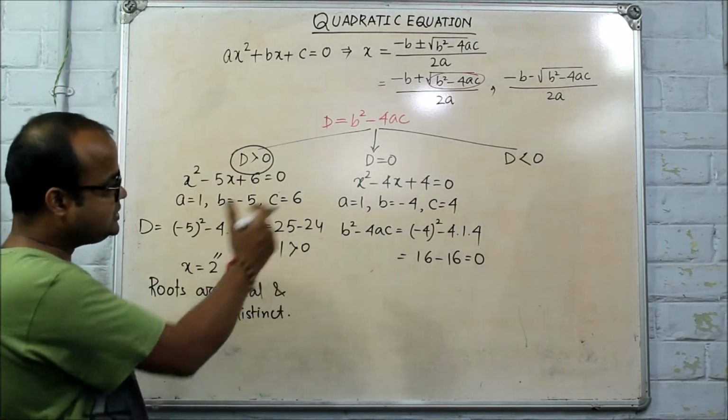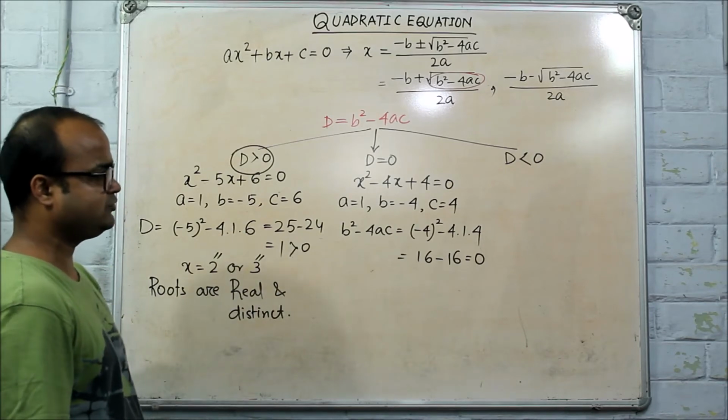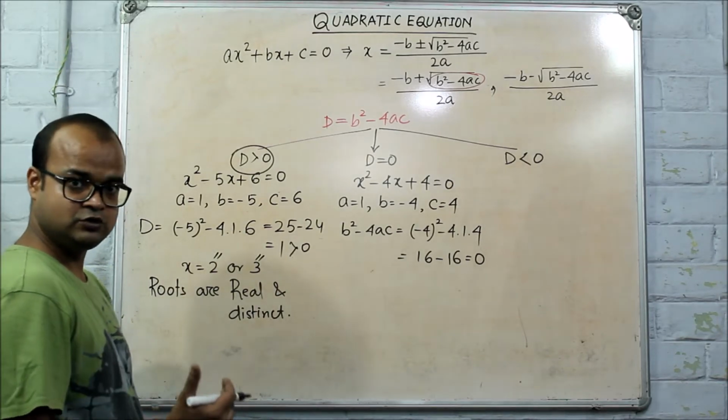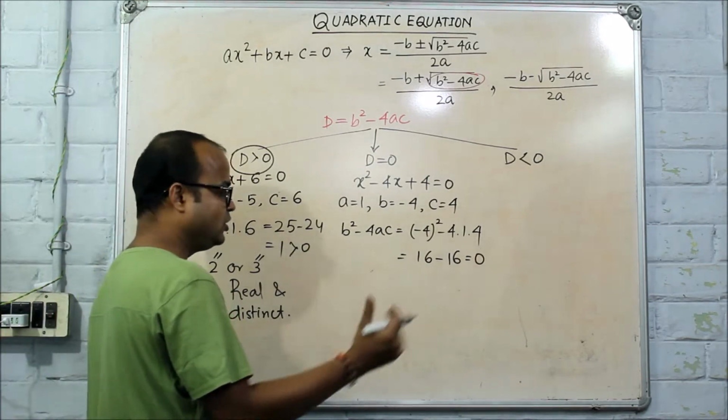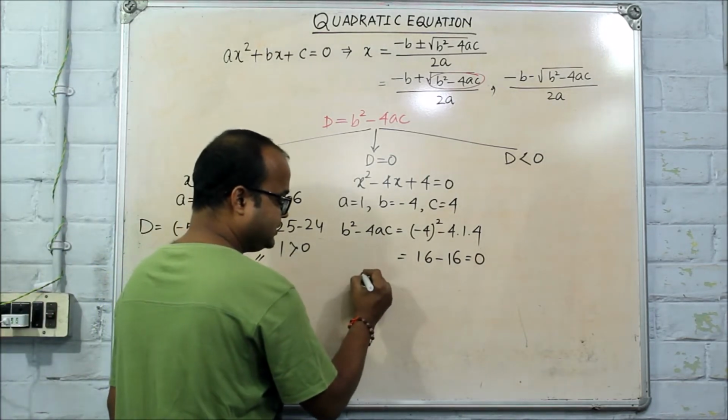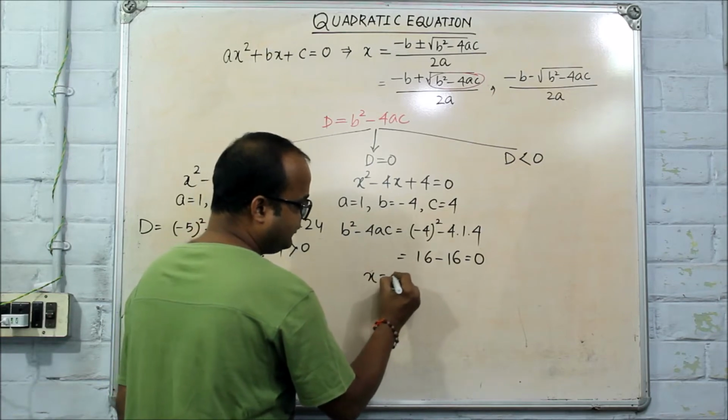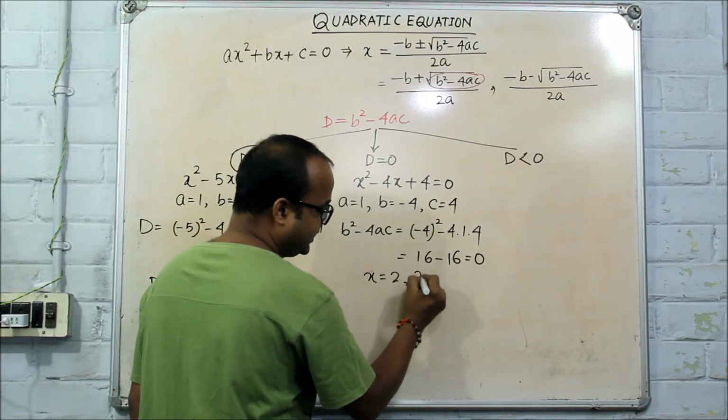Now if you solve this equation, x squared minus 4x plus 4 is equal to 0, by any method, factorization or by applying the formula, you will get the value of x as 2, 2.